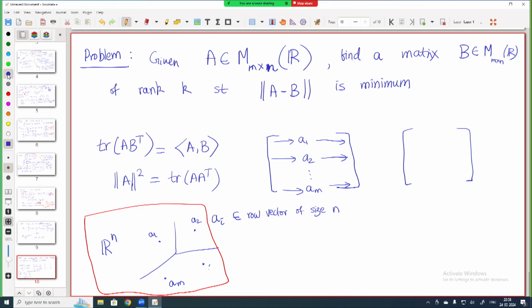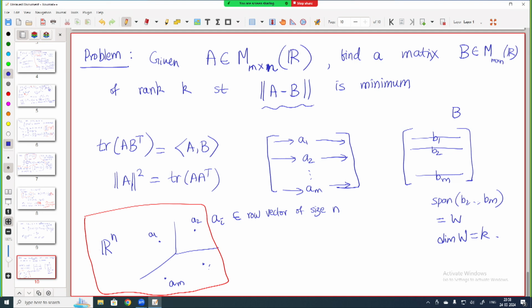Now what is my matrix B? B is supposed to have rank k, right. So what am I looking for? I am essentially looking for a bunch of vectors B1, B2, up to Bm, such that the span is a subspace of dimension k. So that is my k dimensional subspace. The B I am looking for, its row space, the span of its rows, is supposed to be of dimension k. So that is my W.